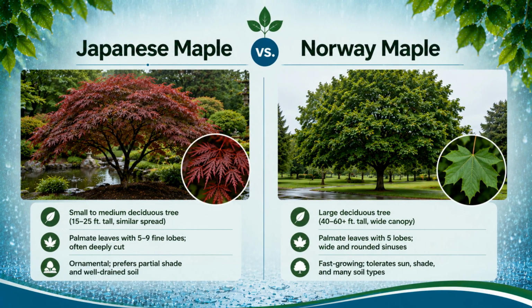Japanese maple and Norway maple are both maples, but they serve very different landscape purposes. Japanese maple is usually a small ornamental tree, often used as an accent or specimen plant, especially in smaller landscapes. It has graceful branching, fine leaves, and strong fall color. Norway maple is a much larger shade tree. Memory clue: Japanese maple is a small accent maple. Norway maple is a large shade maple.